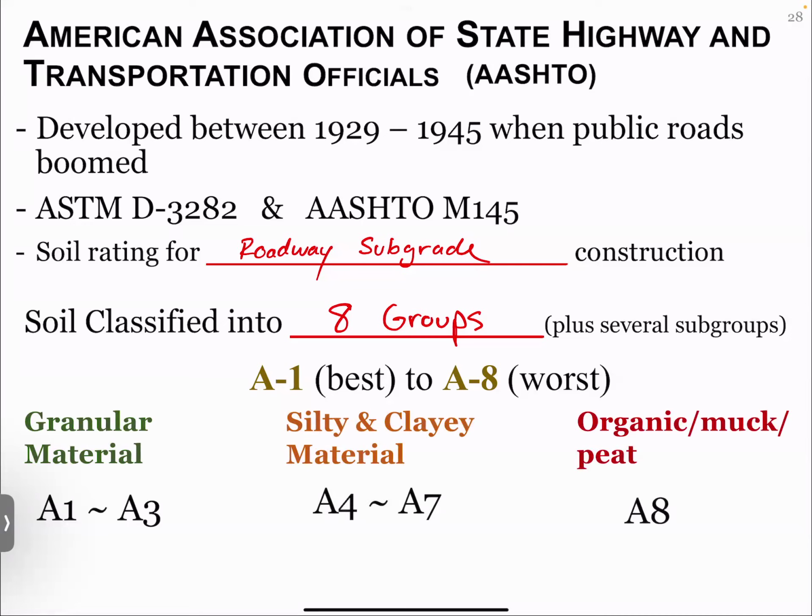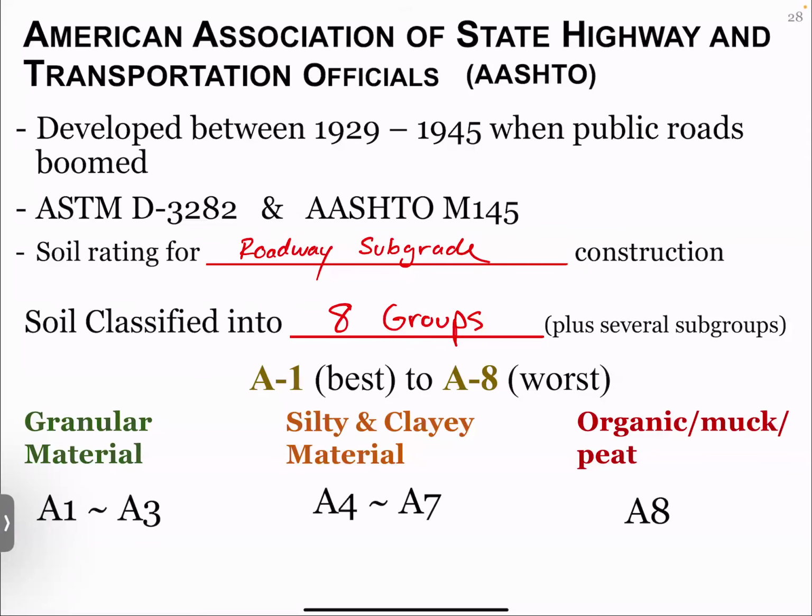All right, so granular materials are going to be our A1 through 3. Our silty and clay soils are in between A4 through 7, and then the organic muck is our A8s. So A8 is just like we can't even really use. And then based off of different situations or different roadways, different disciplines, they might say, okay, we can only accept A1 through A3 soil.